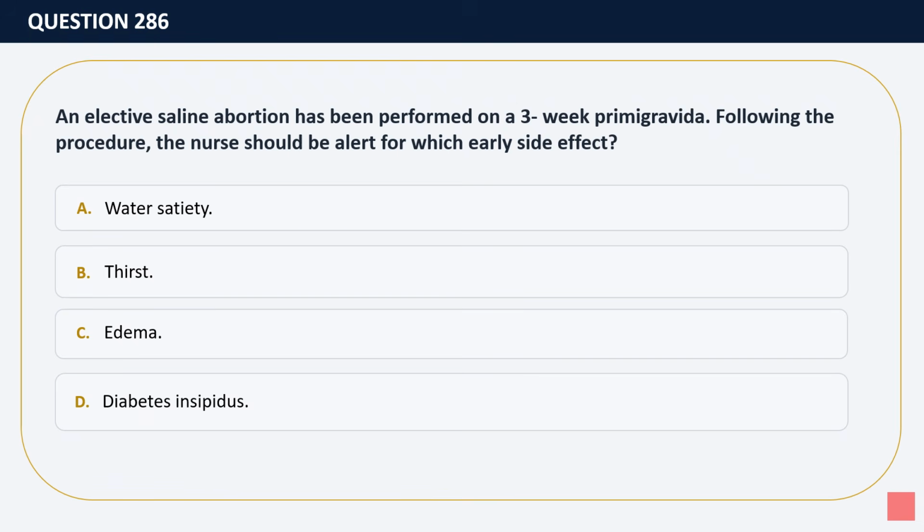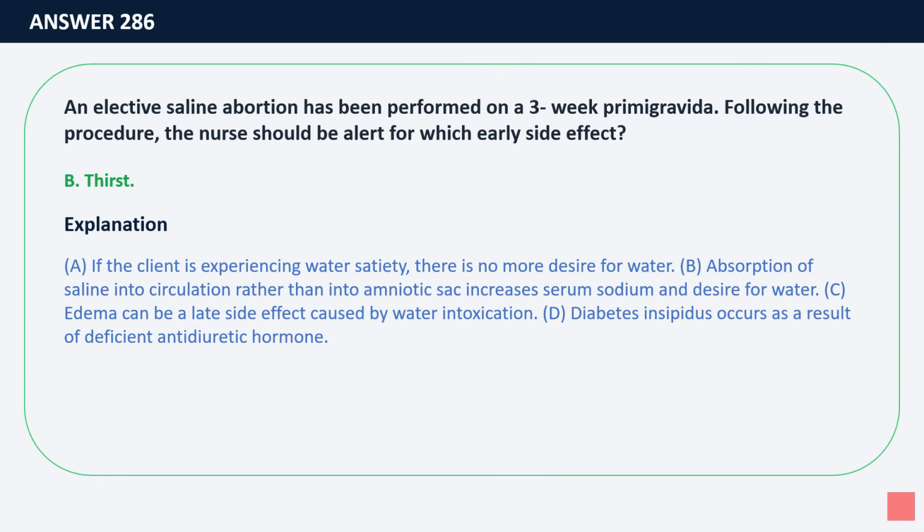Question 286. An elective saline abortion has been performed on a 3-week primigravida. Following the procedure, the nurse should be alert for which early side effect? A. Water satiety. B. Thirst. C. Edema. D. Diabetes insipidus. Answer: B. Thirst. Explanation: A.